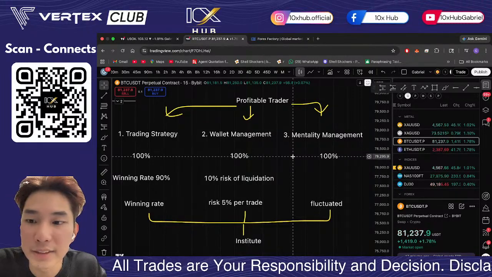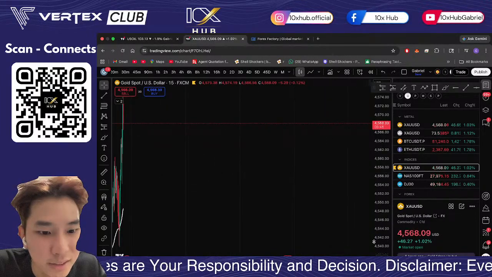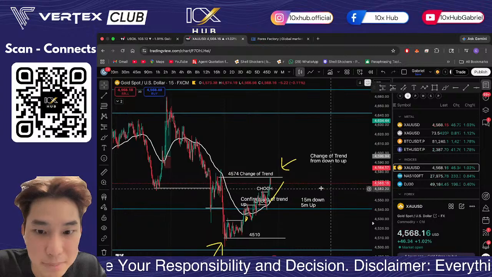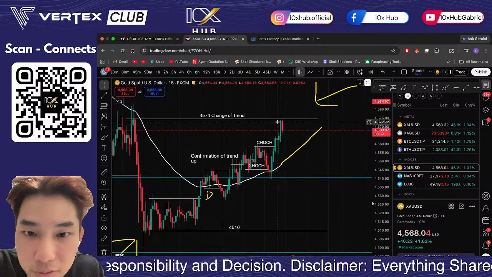All right, so this is it for today. And XAU has currently broken up towards the upside, soon. Yeah, soon. But it failed to close above. All right.